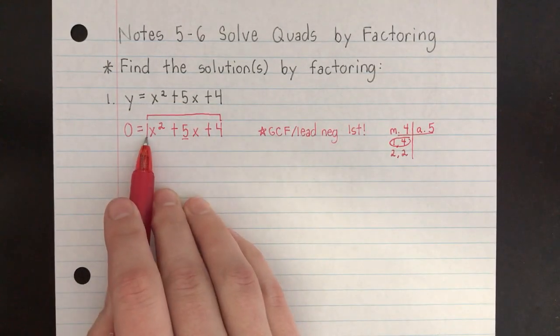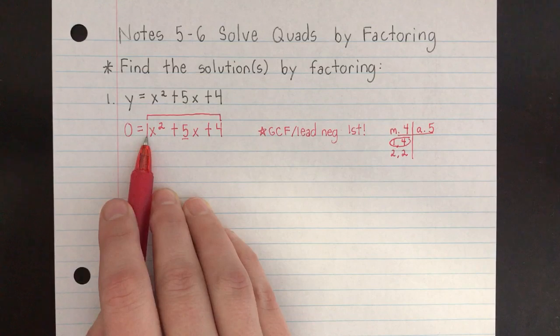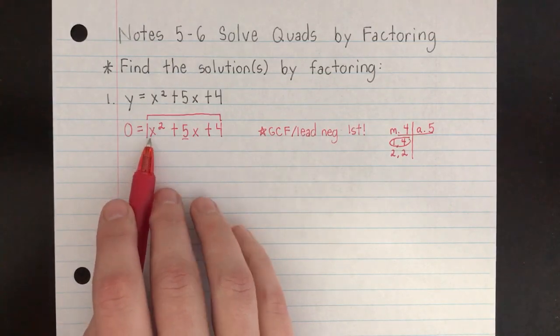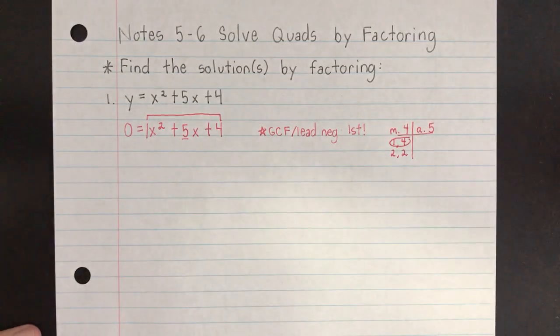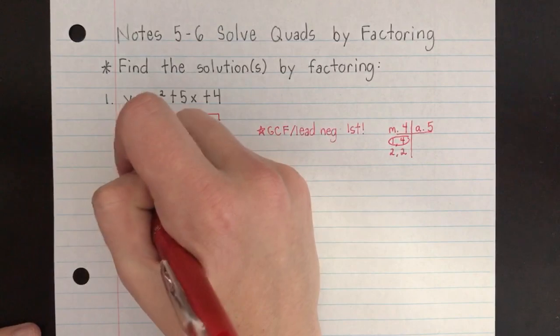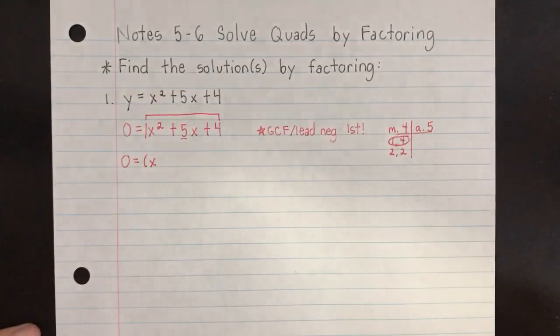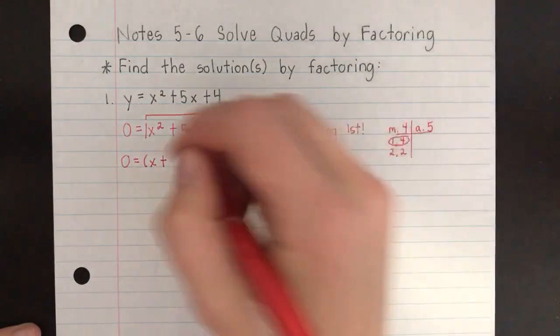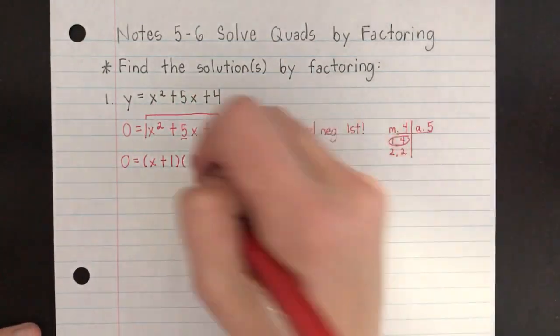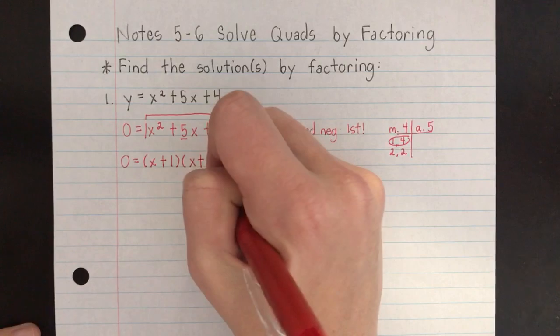Since my A value is 1, I do not have to group. You can if you want. I'll never say you can't. You can always group 100% of the time. But in this case, since the A is 1, I'm not going to group. I'm going to take the kind of lazy way, and I know that the numbers from the chart are going to help me with my factors. So my factors will be x plus 1 and x plus 4.